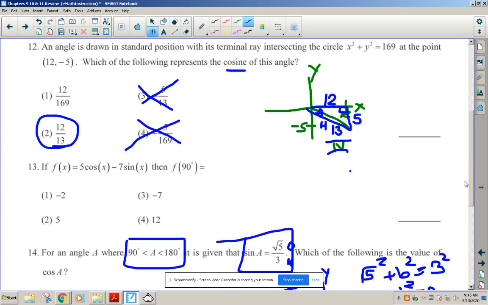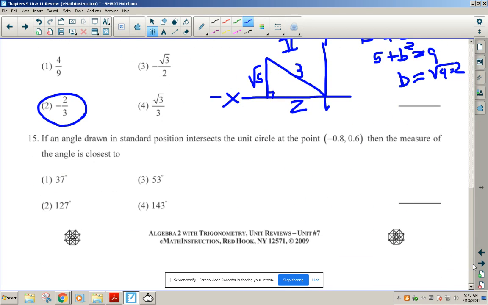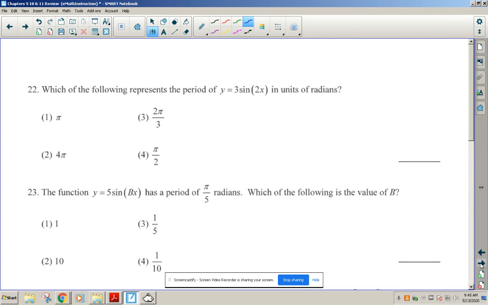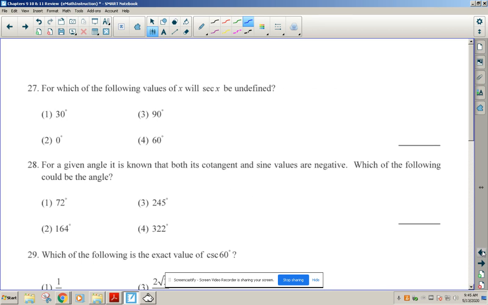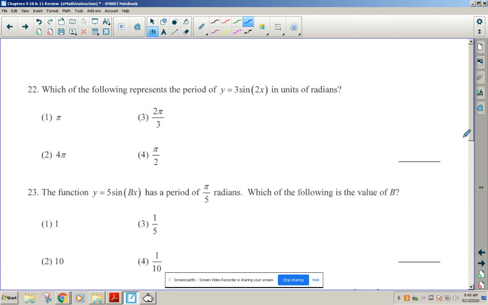This ended on 15. Where is problem 16? Well, I don't know what happened to 16, so I guess you're not getting 16. All right. Which of the following represents the period of this problem? Now, this is when we were dealing with lesson 9. We started talking about it in lesson 8, and then we went to lesson 9.